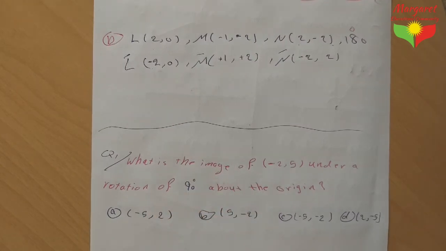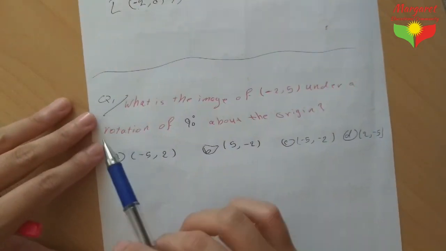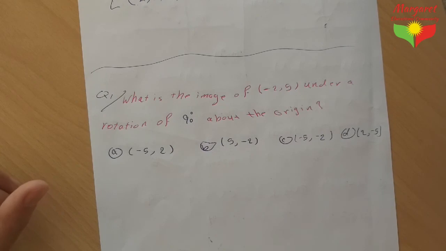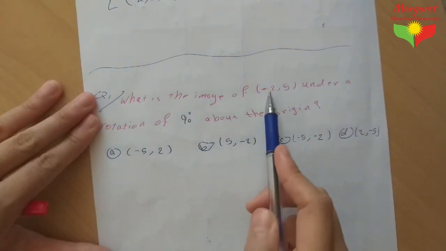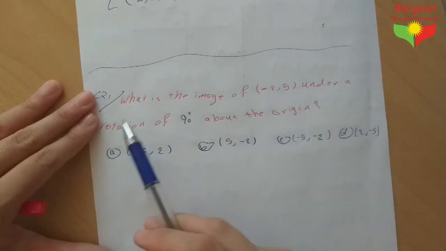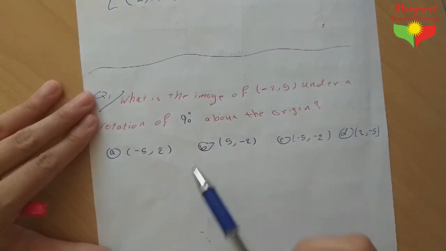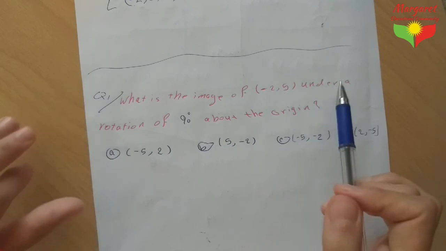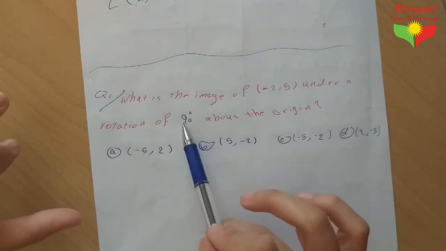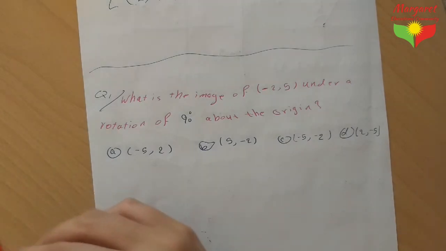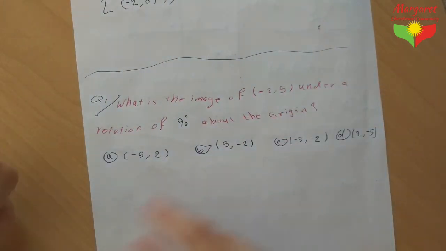Multiple choice question: What is the image of minus 2, 5 under a rotation of 90 degrees about the origin?